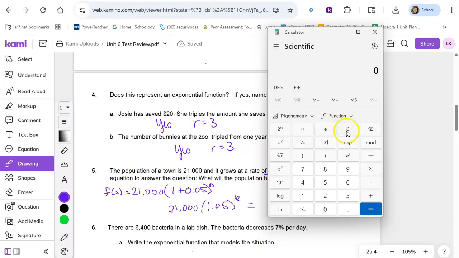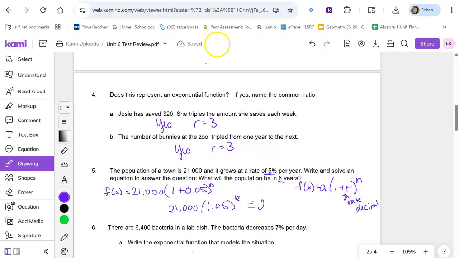We put that in our calculator. 21,000 times 1.05 to the 6th power. You're going to get 28,142.